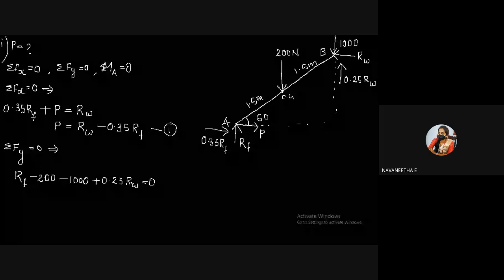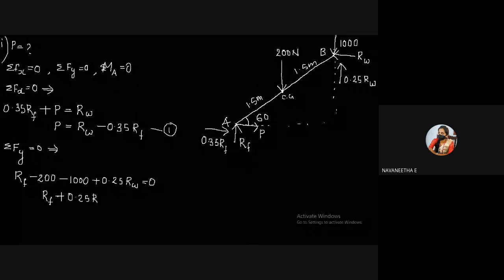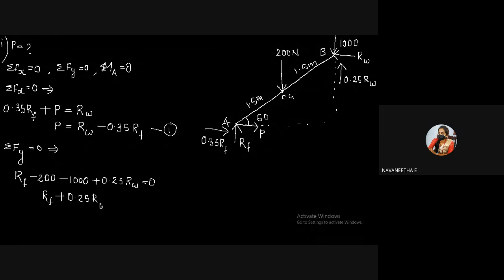So here we can take 200 and 1000 to the right hand side because of the negative sign. So RF plus 0.25 RW equal to what? Equal to 200 plus 1000 is 1200, right? That is negative 1200. Then when it goes to the right hand side of the equation, it will be positive 1200. Okay. From this, we can find a relation between RF and RW.